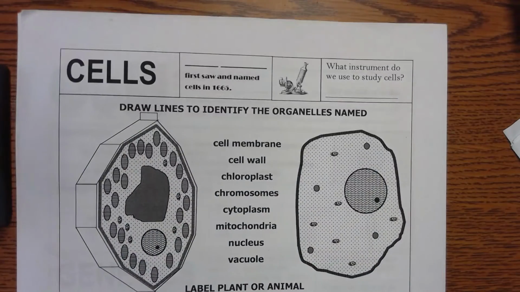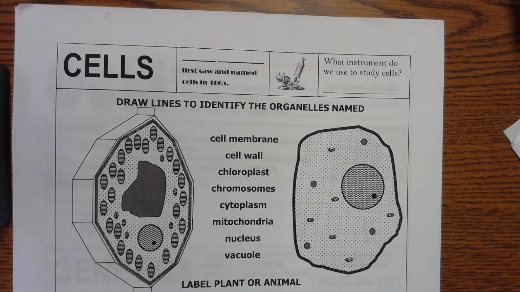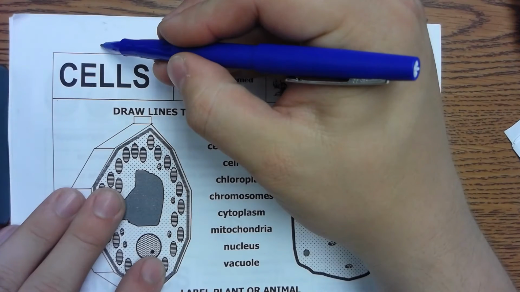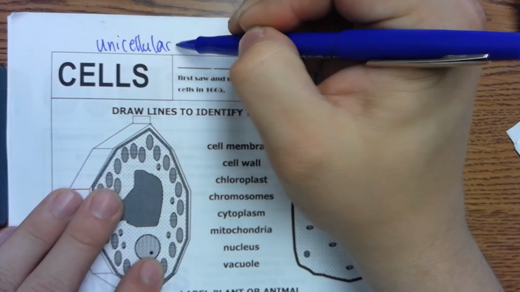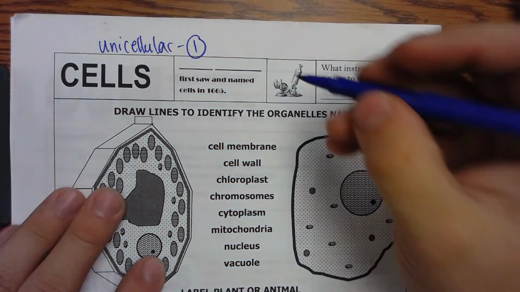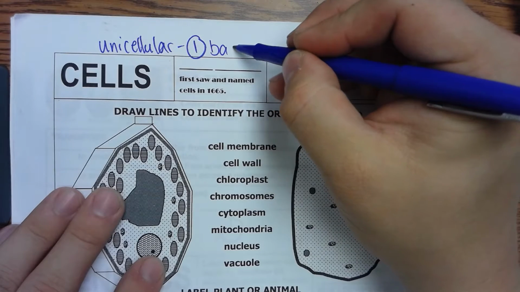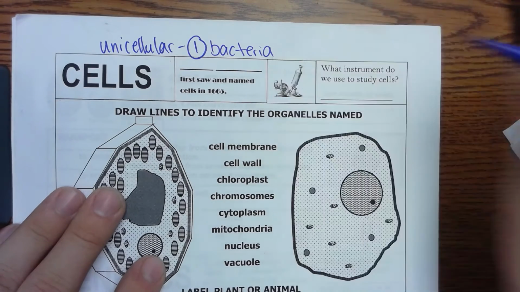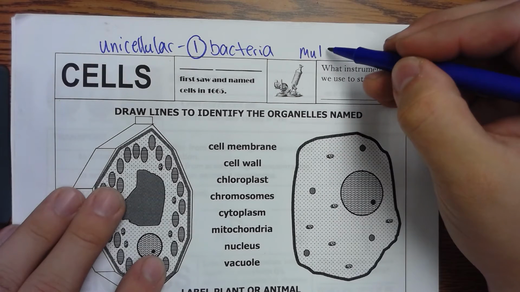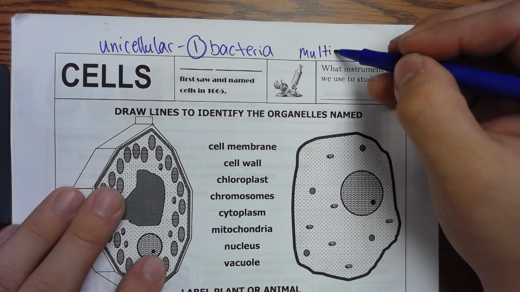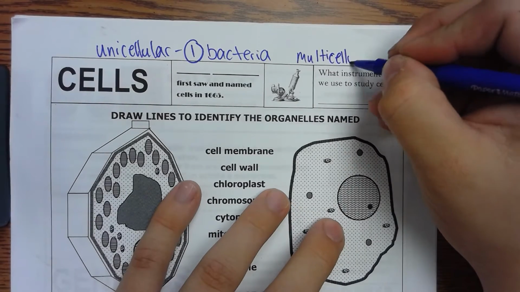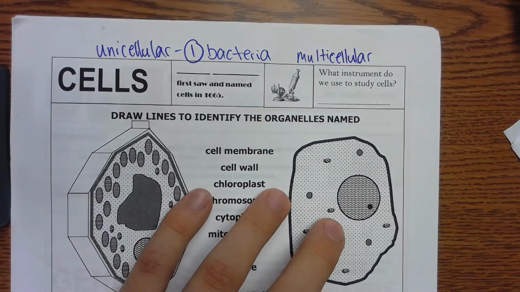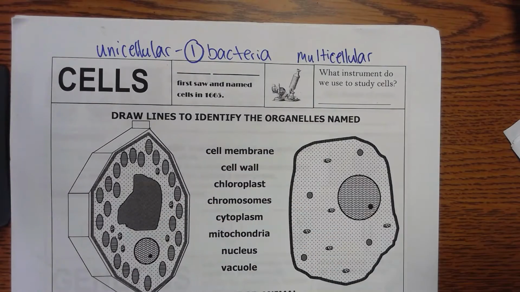So you learned last year that all living things are made up of one or more cells. If something is unicellular, it is made up of one cell, and the example you really need to memorize for that one is bacteria. Bacteria is unicellular, and we and plants and a lot of other living things are multicellular. We have trillions and trillions of cells.